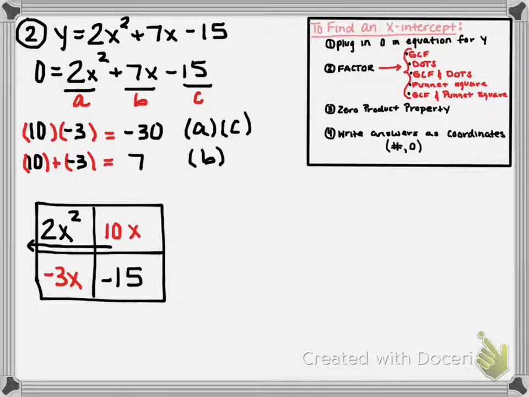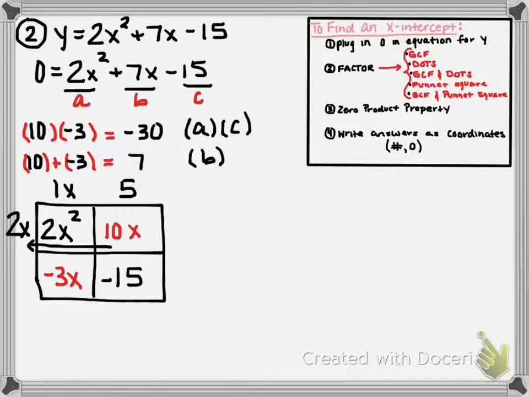Then we can start by looking across the top row and pulling out a greatest common factor. Well, 2 goes into 10 and 2, and they both have an x. So 2x is the greatest common factor on the top. I want to look at my top left box. 2x times 1x is going to get me a 2x squared. Then I'm going to look at my top right box. 2x times 5 is going to get me a 10x.